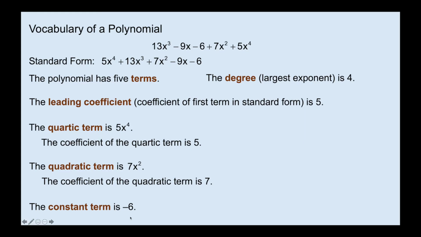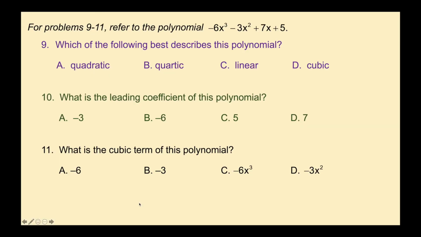Now when we talk about our constant term, that's our term that does not have a variable with it. So if I'm looking through these, the only one that doesn't have the variable with it is the negative 6. And so that becomes our constant term. So we're going to answer some different questions based on this polynomial. Now, before we start answering questions, we should confirm that it is in standard form, and this one is. So in question 9, when they ask which of the following best describes the polynomial between quadratic, quartic, linear, and cubic, we're talking about the degree here.